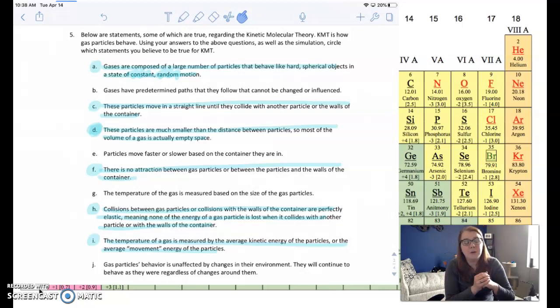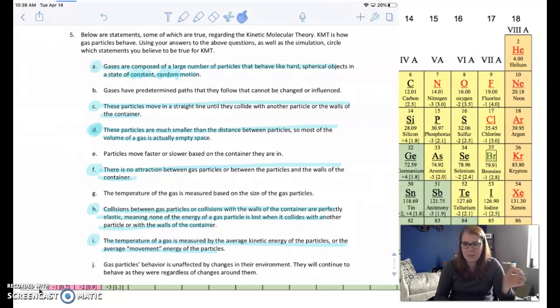H, collisions between gas particles or collisions with the walls of the container are perfectly elastic, meaning none of the energy of a gas particle is lost when it collides with another particle or with the walls of the container. This is true, and it's unique if you think about it. If I were to roll a ball right now, that ball would slowly lose energy as it was rolling due to the friction against the ground, or even if it was a frictionless surface, it would eventually hit the wall, and all of its movement energy, its kinetic energy, would go into the wall and the ball would stop. Or maybe it would bounce back a little bit, but it would eventually lose its energy.